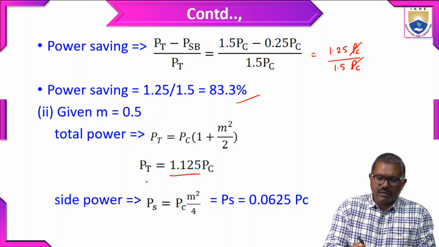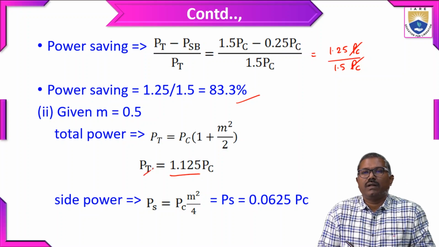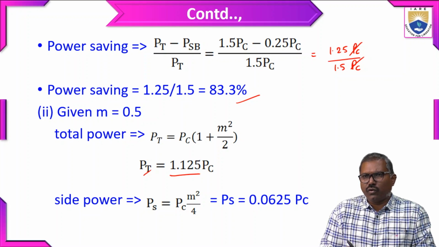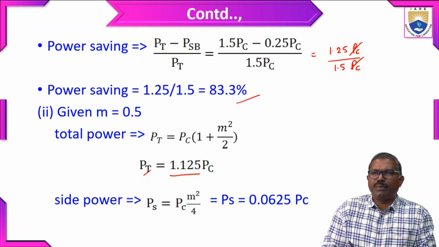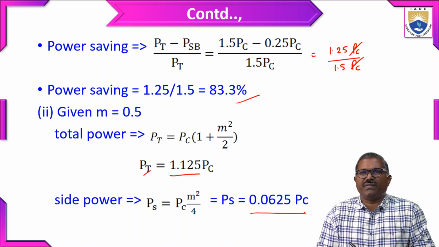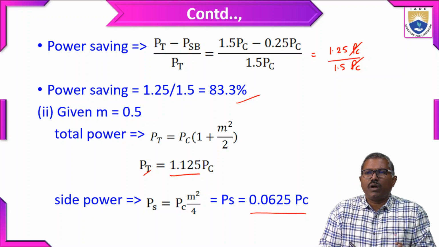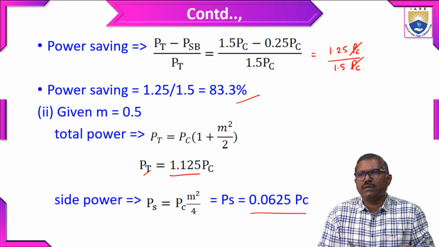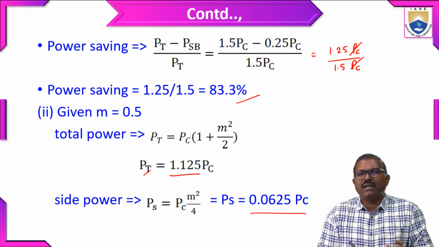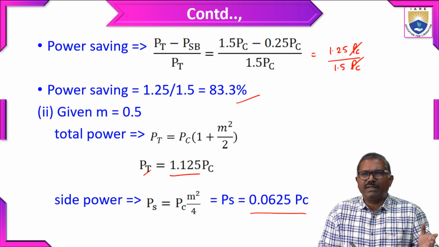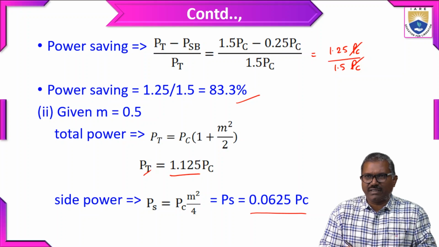1.125 Pc. What is this one? Total power. And again sideband power, that is equal to Ps equal to Pc into m square by 4. So finally my Ps value, sideband power, is 0.0625 Pc. Why? Because here they ask how much power is going to be saved when the modulation index, or depth of modulation, is changing. For 100% you got 83.3%.